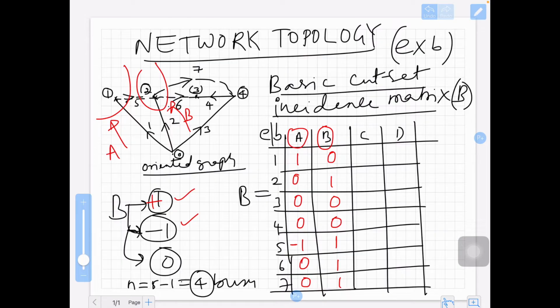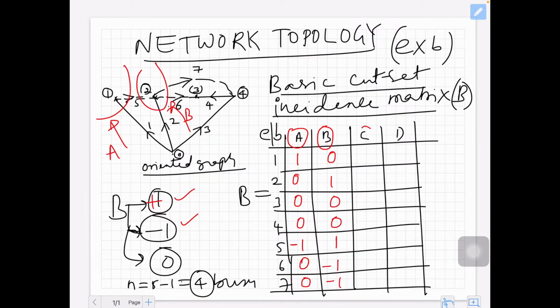So directions, let us see. 2 is in the same direction as the basic cut set, that is plus 1. 5 is also in the same direction. Away from the second node are 6 and 7, 6 and 7. So you have to mark minus.